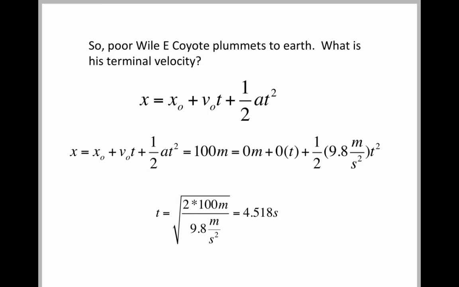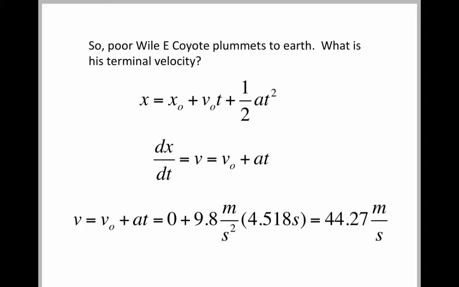And his initial velocity would have been 0. Gravitational acceleration is 9.8 meters per second squared. So therefore, we can solve for the time, which is about 4.5 seconds in order to reach the 100 meter mark.